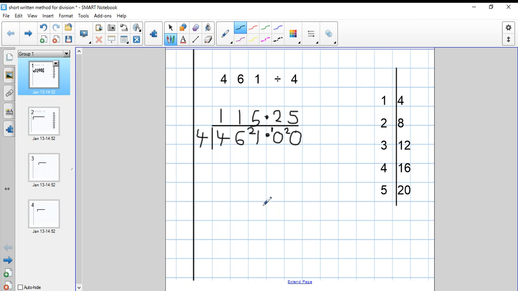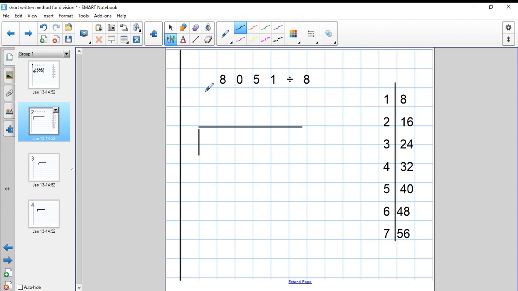So take a look at that question again if you need to. I'm going to move on and show you another example. So here's another example of a question like that. I've got 8,051 divided by 8. So I'm asking myself, how many times does 8 go into 8,051? I've got my skeleton tables to help me. So I start, as I always do, in the first column here. How many times does 8 go into 8? 8 goes into itself once.